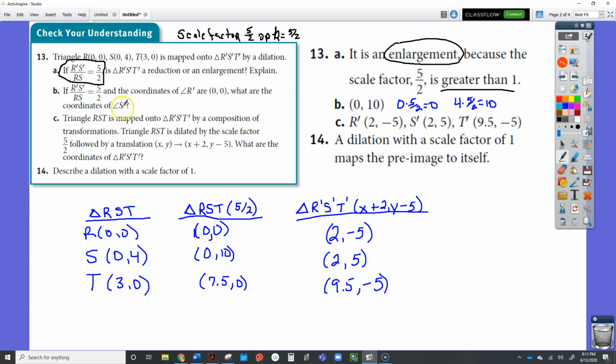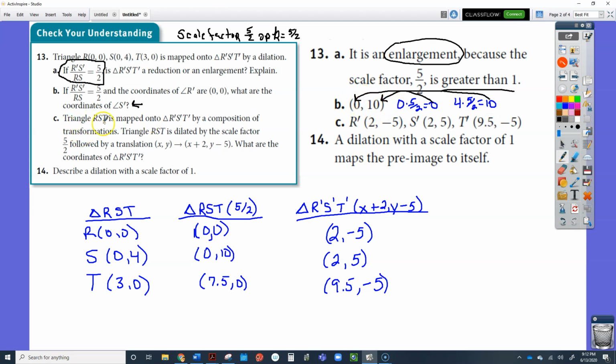Then they said, okay, find the coordinates of S prime. How do you find the coordinates of S prime? You take the coordinates of S and multiply each one of them by 5 over 2. So 0 times 5 over 2 is 0. That's where that number came from. And 4 times 5 over 2 gives me 10. And that's where that number came from. So those are the coordinates of S prime.